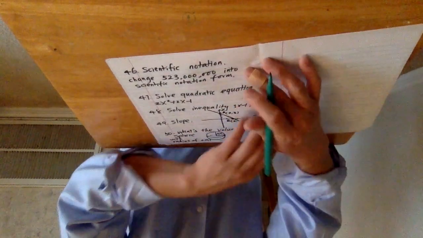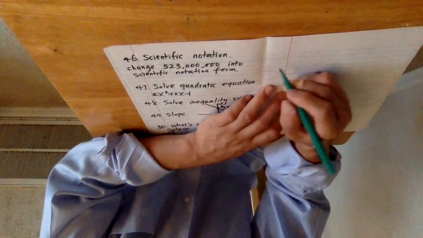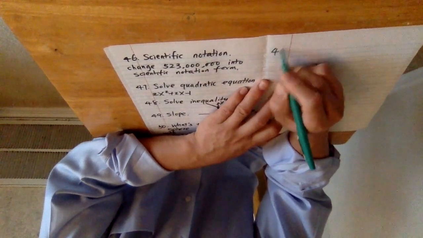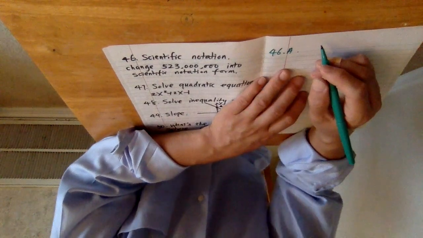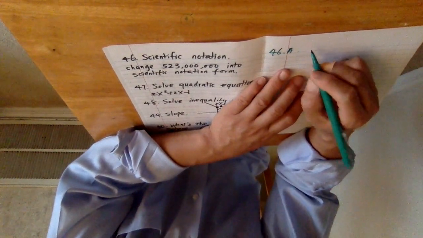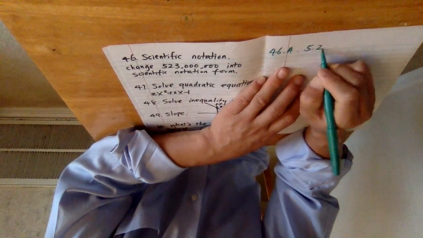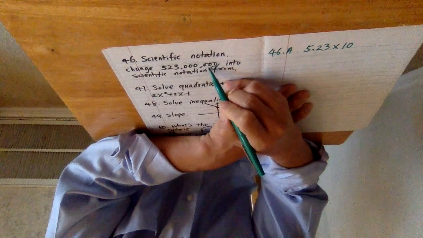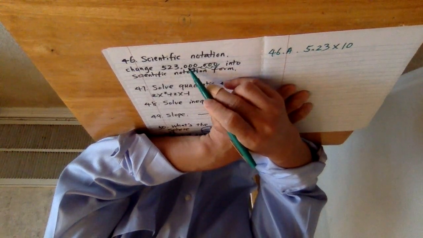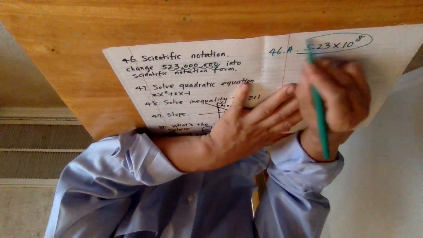Number 46. Scientific notation. Change 523 million into scientific notation. Scientific notation is written with a number between 1 and 9. So we have 5.23 times 10 to the 1, 2, 3, 4, 5, 6, 7, 8. Okay, so that will be the answer.